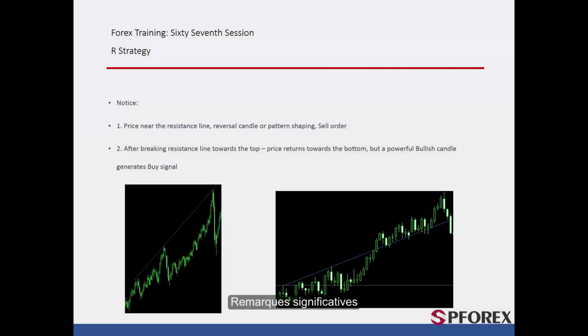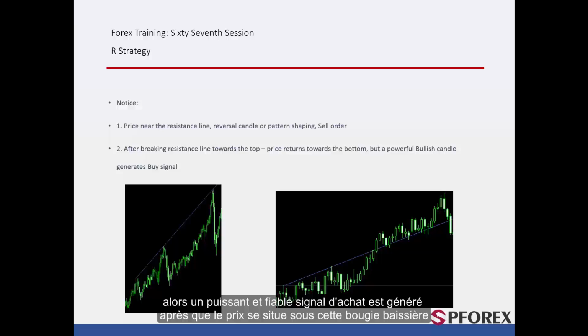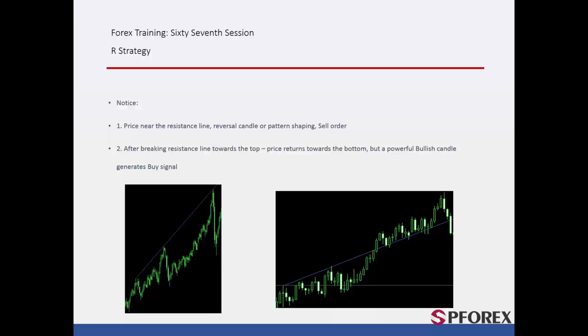Significant notifications. 1. When price rises towards the resistance line without touching or crossing anything, if a powerful bearish candle forms near the resistance line, then a powerful and reliable sell signal is generated after price goes lower than the bearish candle. On the left graph, price could not cross the gradient resistance line, and after it went up near this line, a dark cloud or engulfing candle has formed. Thus, a trader could place a sell order below the low price of the given candle.